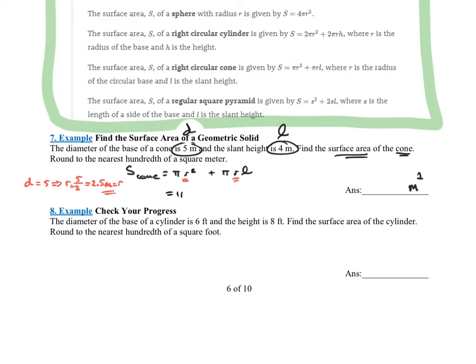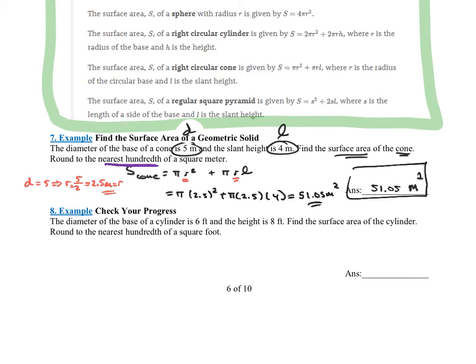So I plug this in, I'd have pi times r, where r is 2.5, squared, plus pi times r, which is 2.5, times the slant height l, which is 4. Go ahead and throw that into your calculator and notice what it wants us to do. It doesn't want the exact answer, it wants the nearest hundredth, so 2 decimal places. So round your answer to 2 decimal places. I'm getting approximately 51.05, and again that's our units squared, so I have meters squared in this case. Let's move on to example 8.